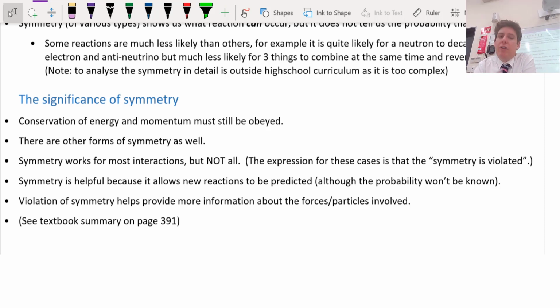Symmetry works for most interactions, but not all. Symmetry is helpful because it allows new reactions to be predicted, like I just said. Violation of symmetry helps provide more information about the forces of the particles involved. So there might be another particle in the interaction that we don't know about, because it's violating symmetry.